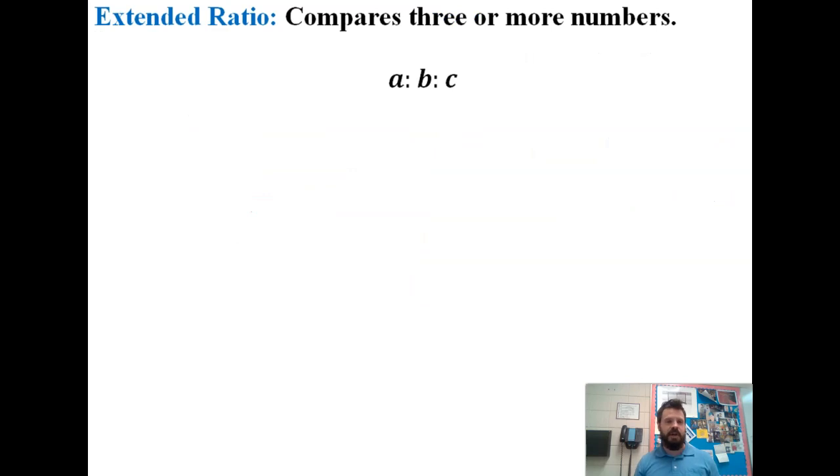Okay, next thing we're going to talk about is the idea of an extended ratio. An extended ratio is just something that compares 3 or more numbers together. So for example, here if I had 3 numbers A, B, and C, I could write the ratio as A to B to C. And again, it's just a way to make comparisons of more than 2 numbers at a time.